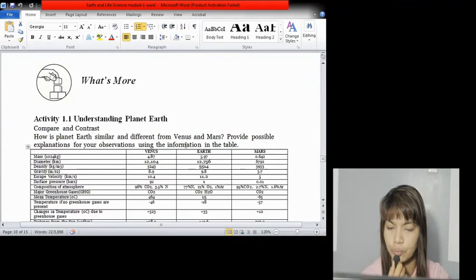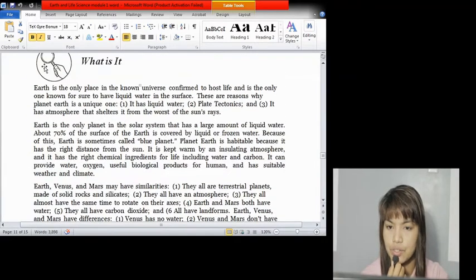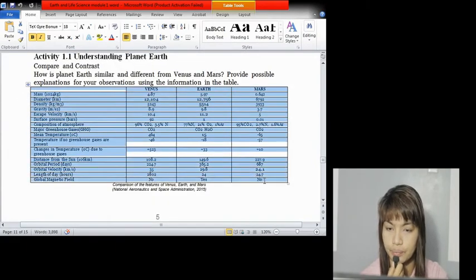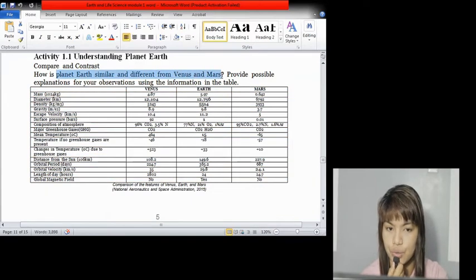And then jump to what's more. You don't need to answer what is it because it's an explanation or a discussion. So here you're going to study the table and then you're going to compare and contrast Earth from Venus and Mars. So I just need 3 answers.